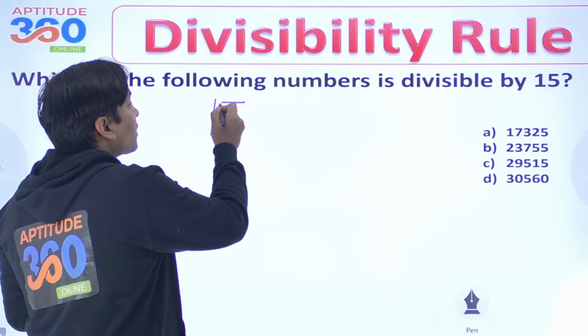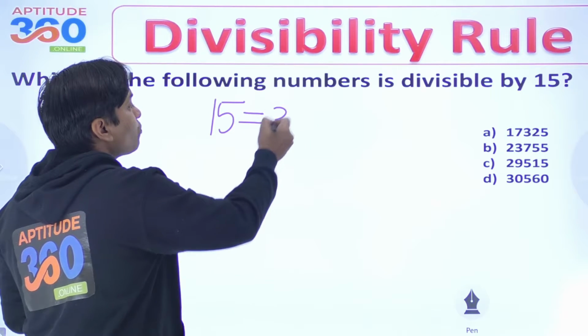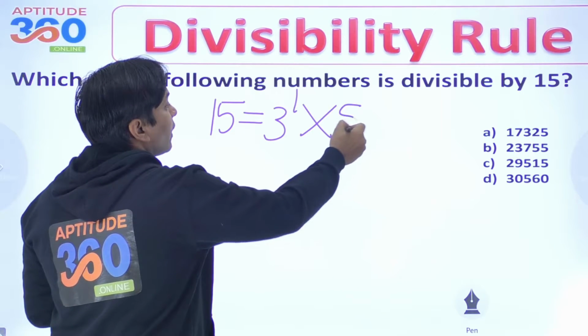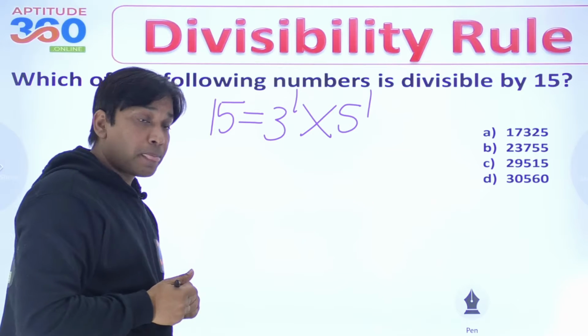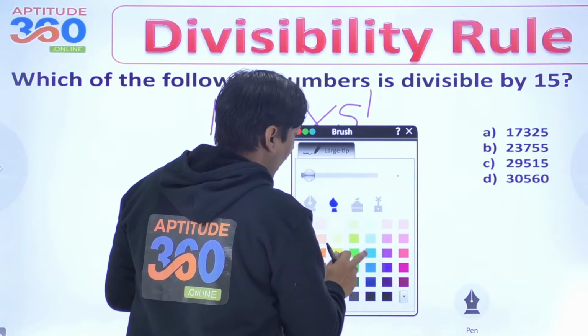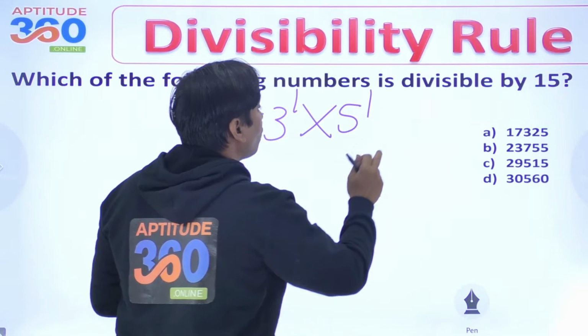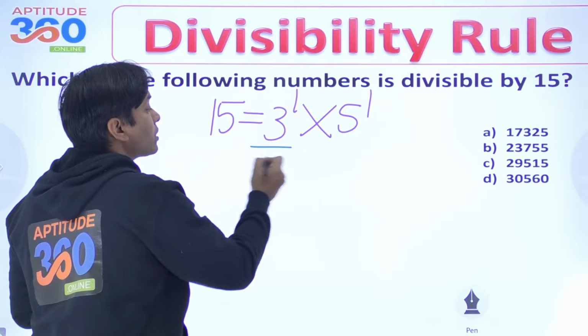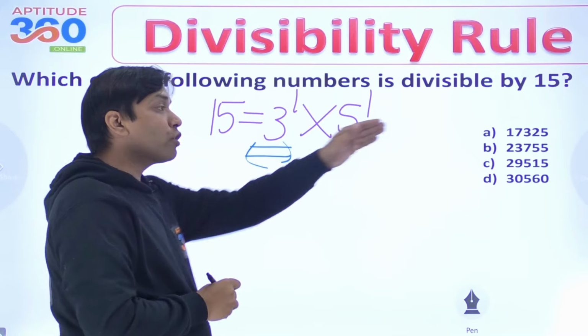What is the prime factorization of 15? It is 3 to the power 1 and 5 to the power 1. Do you understand this? You know the divisibility rule of 3 now, and you also know the divisibility rule of 5. Let us check the divisibility rule of 3 on the very first one.